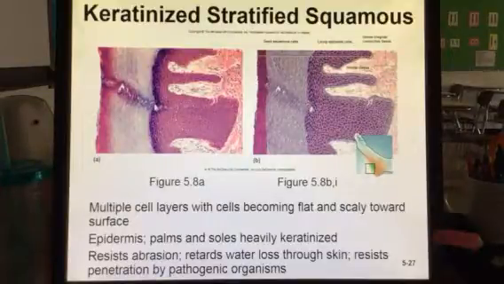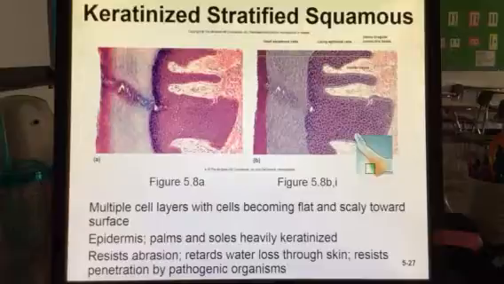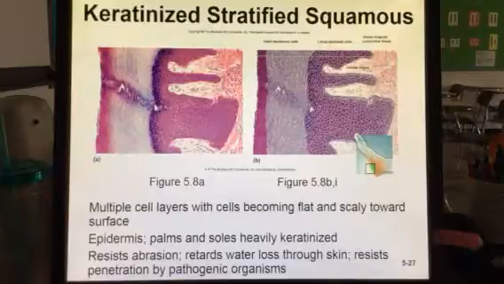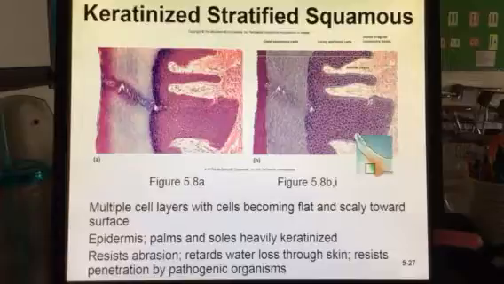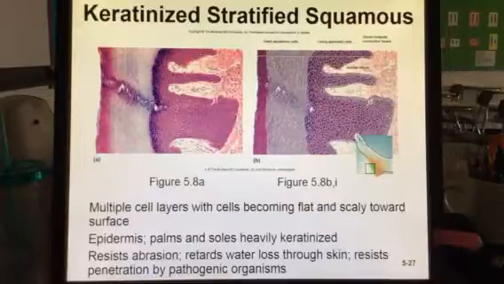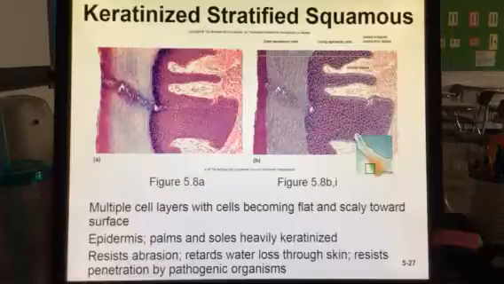Under the microscope, they look very similar. You would probably need a reference to tell you which is keratinized and which is not, but this is keratinized. We see this on the epidermis. Our skin, our palms and soles are very heavily keratinized. They have a lot of keratin in their cells. It's just a protein. It helps slow down water loss in the skin to hold water inside, and it also is protection.